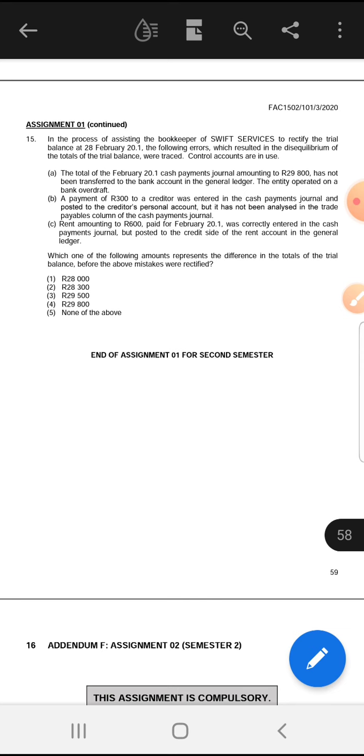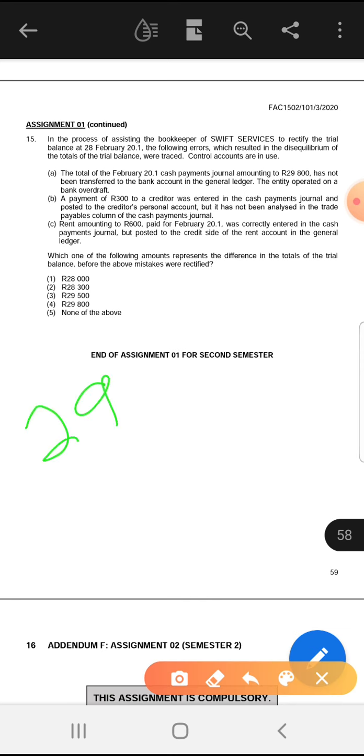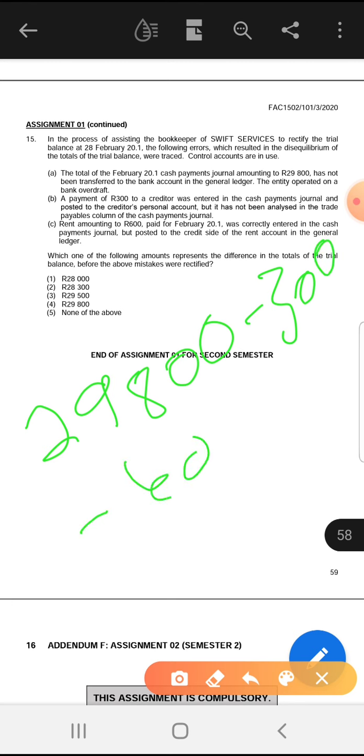Okay guys, we're going to take our balance at the beginning of the month of 29,800. Then we reduce this 300 which was paid. Then we reduce 600 which was paid also, which will leave us with 29,800 minus 300 minus 600 to leave us with 28,000.